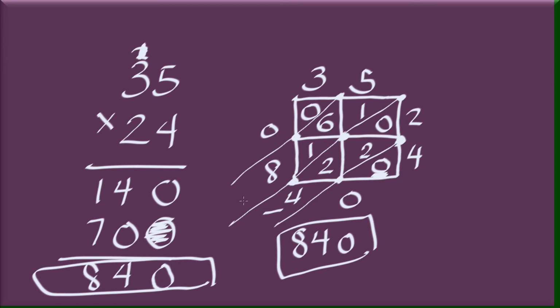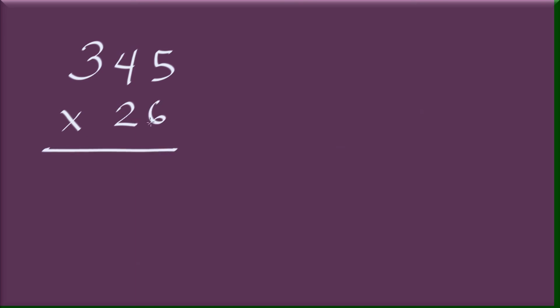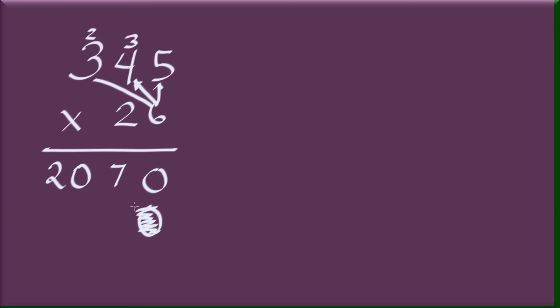Okay, so let's say we have a three-digit number, 345 times 26. So let's go ahead and multiply it by this popular method of multiplication. 5 and 6 is 30. Okay, and then 6 times 4 is 24, plus 3 is 27. Then 6 times 3 is 18, plus 2, 20. Okay, lifesaver is to make sure the spacing is observed properly.